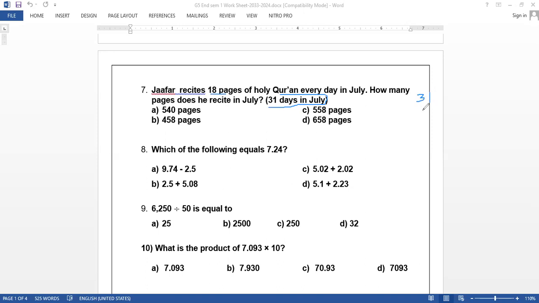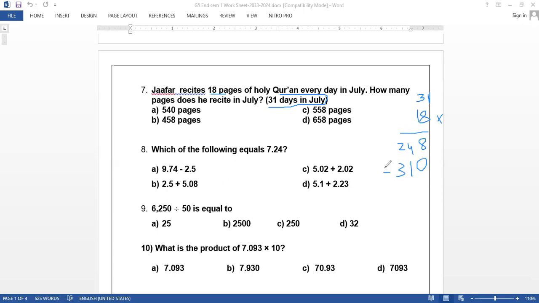How do we multiply a two-digit number by a two-digit number? Here we write 18 multiply 31. We start by the ones, the number which is down. I multiply by the ones and the tens. 8 multiply 1 equals 8. 8 multiply 3 equals 24. Now, before we multiply the tens, we put 0 down, a big fat 0. 1 multiply 1, 1. 1 multiply 3 equals 3.